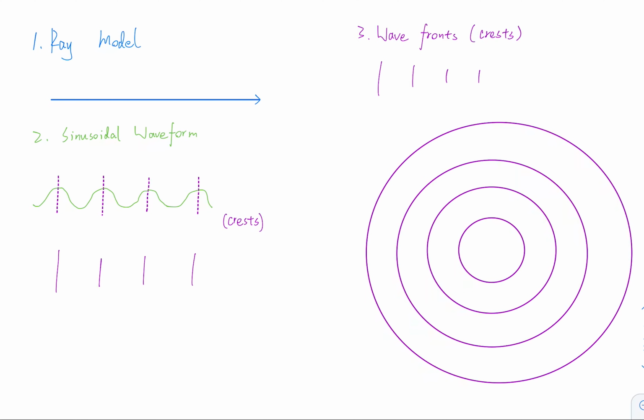So out of the three models that we talked about, in the first of our few videos, we will only look at light as rays. So today our topic is reflection.